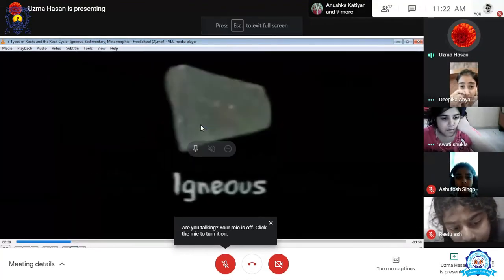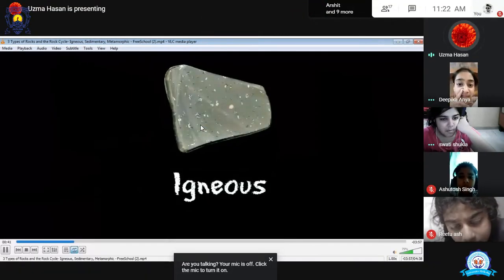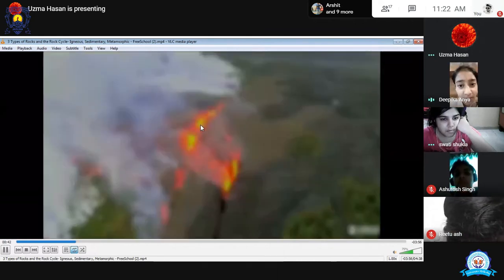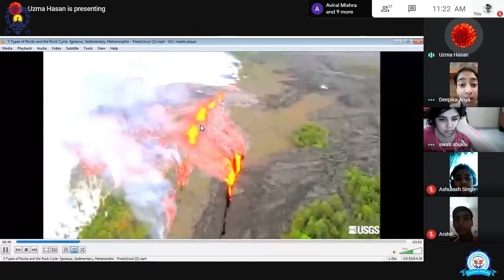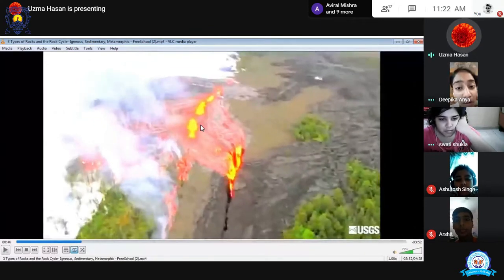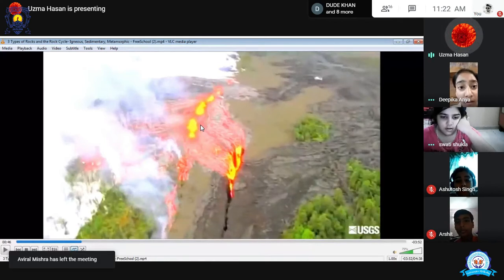Igneous is a word that means fiery. Igneous rock is formed when magma or lava cools. You can see that red portion which is coming out from the earth beneath it is lava.